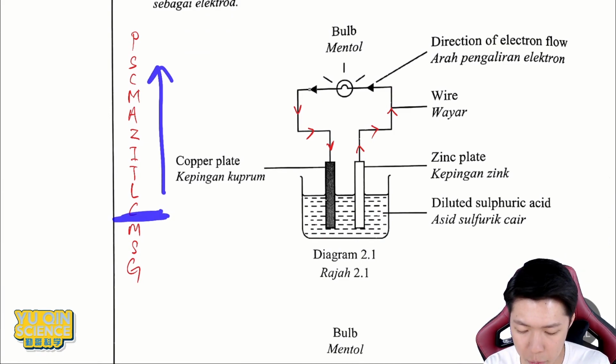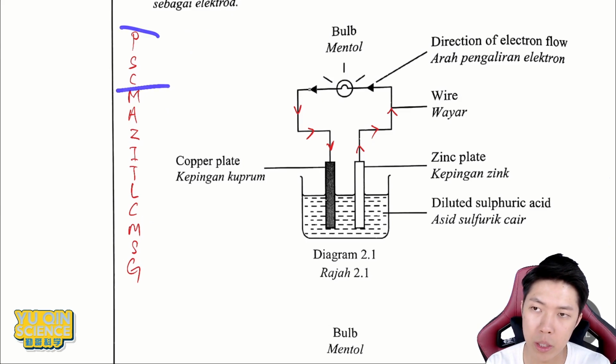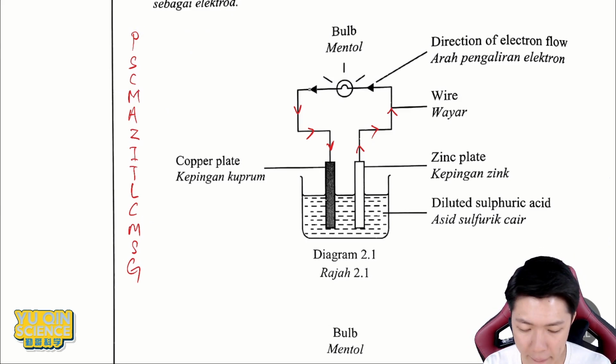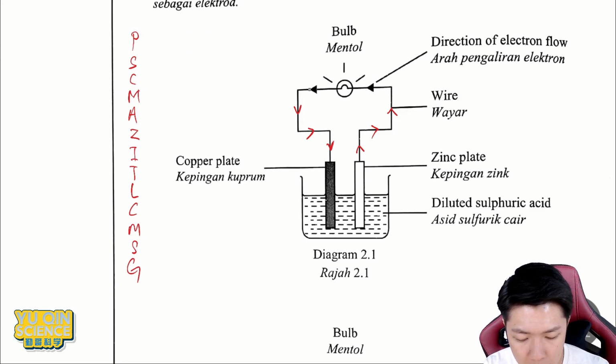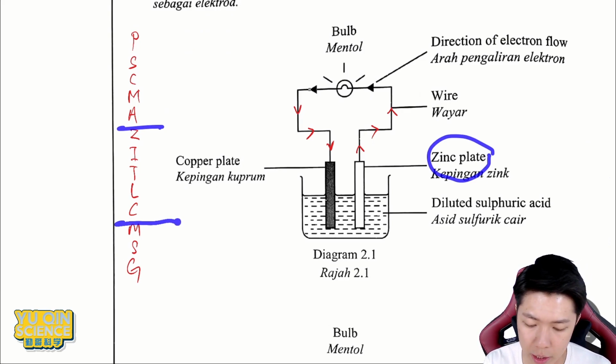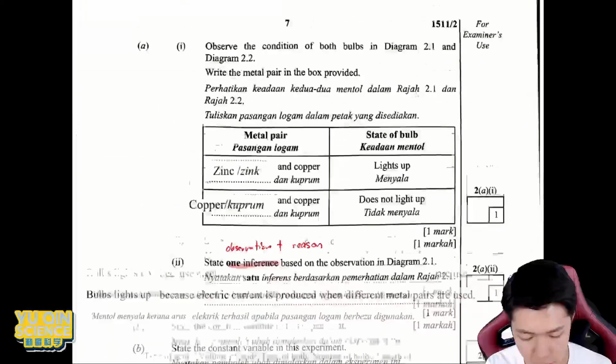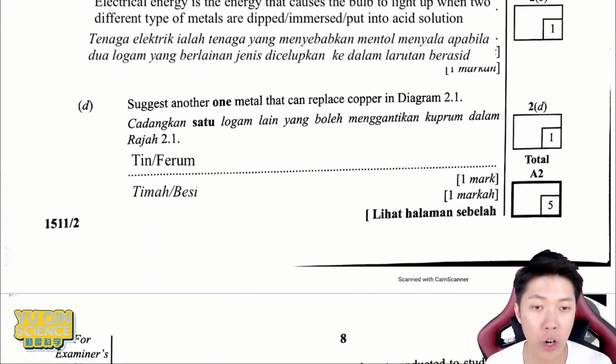So anything above, but try not to choose the first four also. No, sorry, the first three lah. Better not choose the first three. Okay, make sure you choose something lower than zinc, but higher than copper. Because if higher than zinc, then it doesn't quite make sense for this case. So for copper, you can choose for like tin, iron, or whatsoever. Okay, so you choose accordingly.